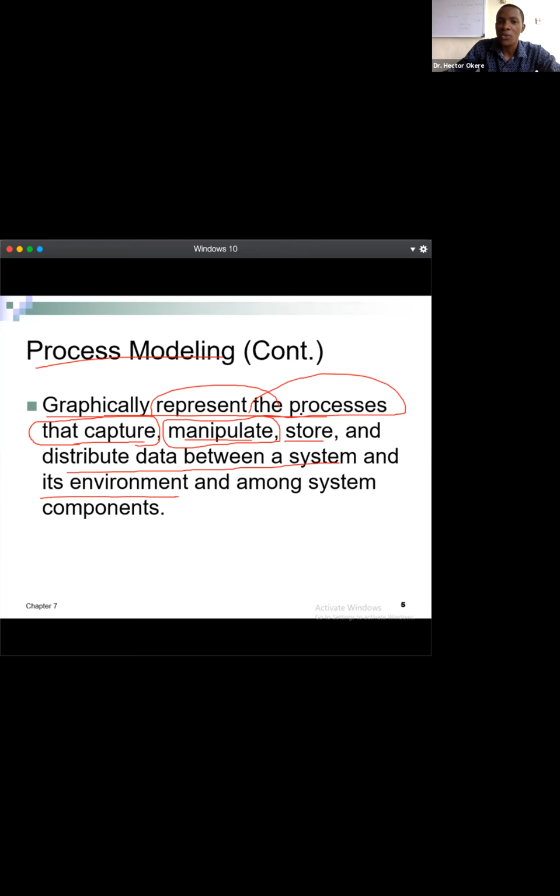How do you process the data? How do you store the data? Where do you store the data? And how do you distribute this data within a system? Who uses the data? Who receives the data? Who processes the data? Where does the data go? You need to graphically represent this data from source to sink or file, between a system and its environment. The environment of a system includes the people using the system, and the system components, different parts of the system.